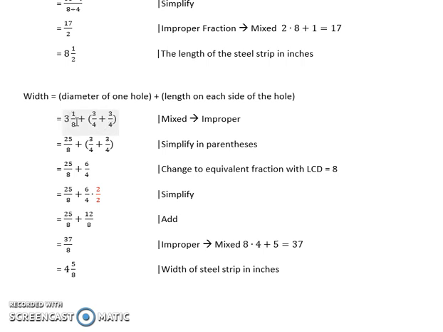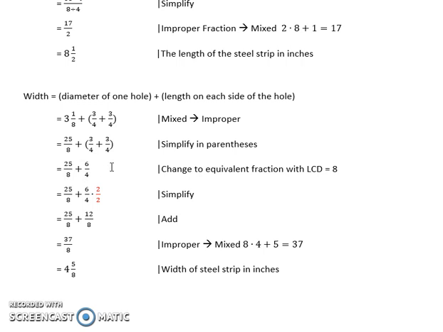We need to change our mixed number into an improper fraction. 3 times 8 is 24, plus 1 gives us 25 over the original denominator 8. We'll simplify inside parentheses. We have the same denominator already, so we can just add the numerators to get 6, keep the common denominator 4. Now we have two fractions with different denominators. First we find the least common denominator, which in this case would be 8, because 8 is the smallest number that is divisible by both denominators 8 and 4.